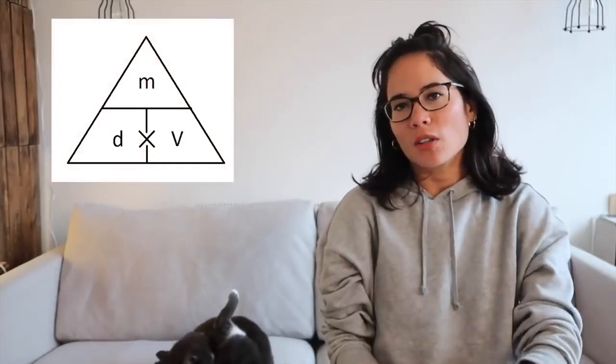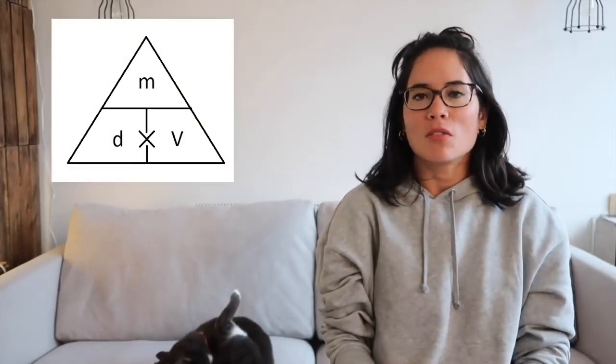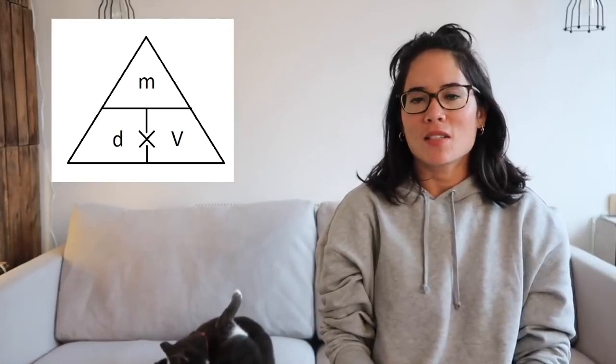Now I use a formula triangle as usual to remember this, and one of my tutees taught me a good way to know this is drunk men vomit. So you want D at the bottom of the triangle, M at the top, V at the bottom. So to work out density, it's mass over volume. Mass is density times volume, and volume is mass divided by density. They're quite interested in you being able to determine the density of various objects.